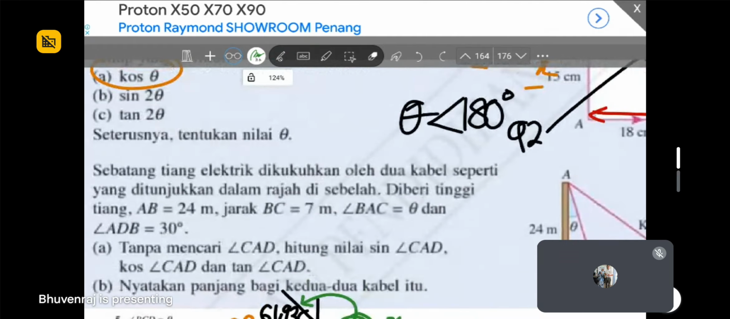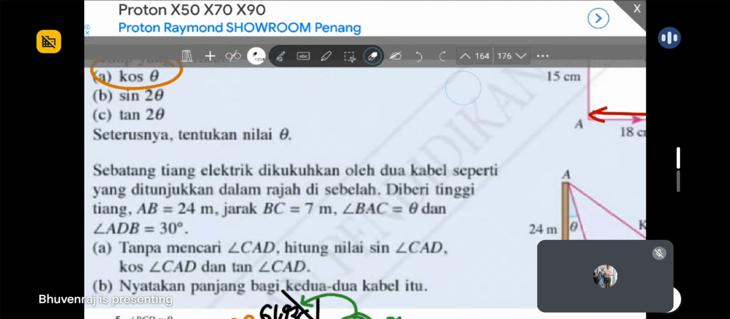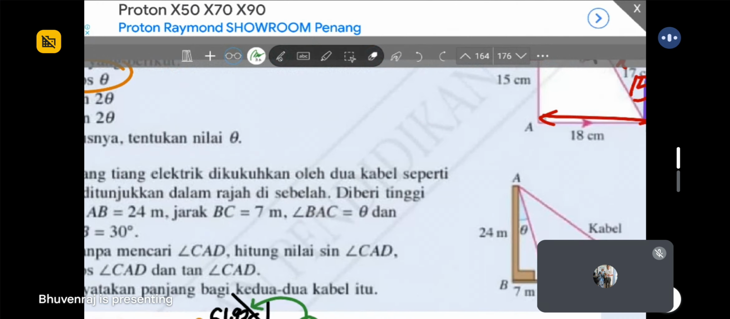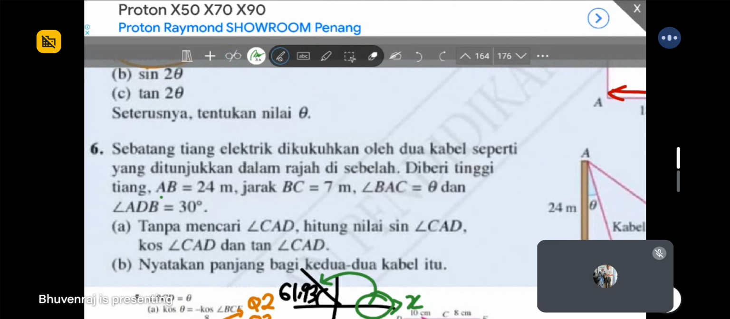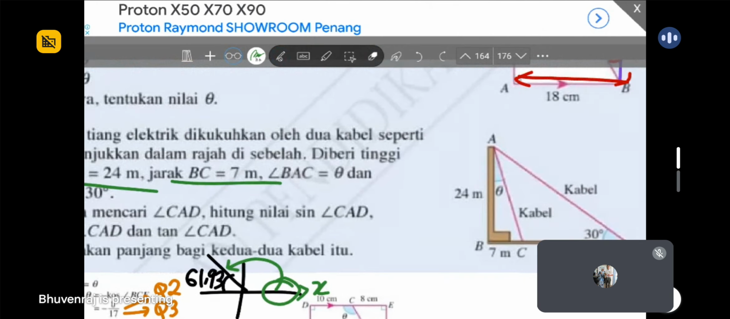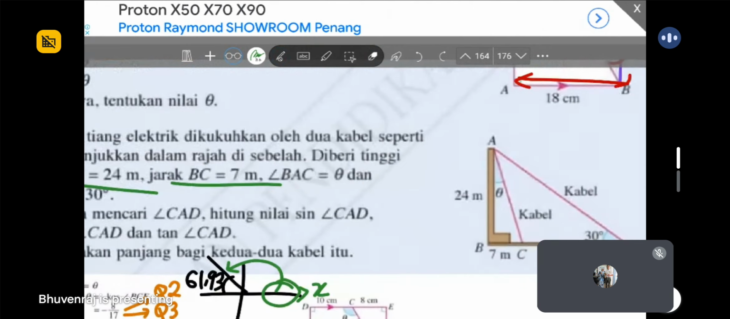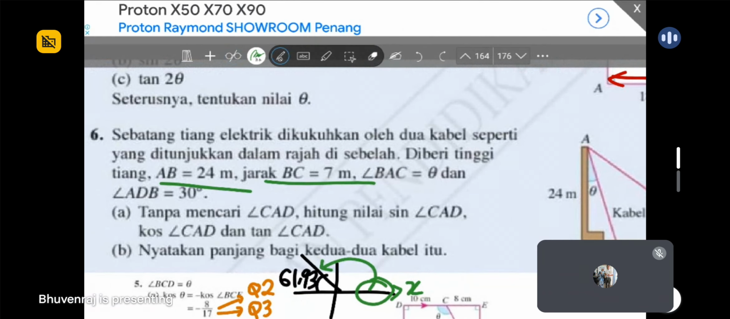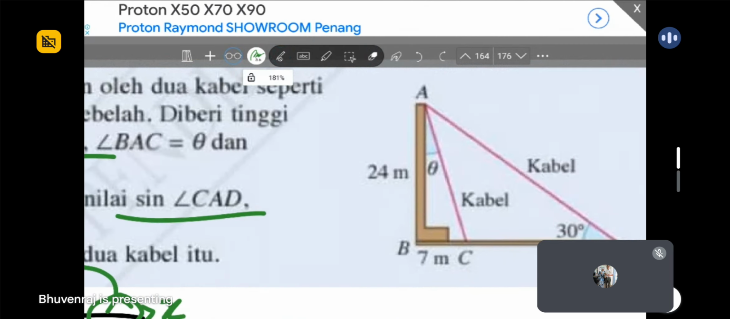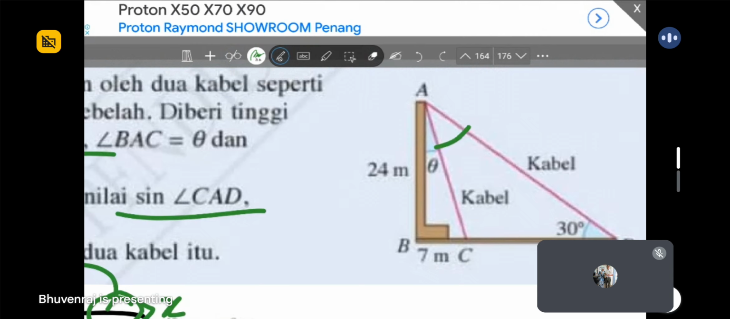Next one. Question 6. Soalan ke-6. So for question 6, they are talking about this one. Another daily life. Soalan aplikasi harian. So they tell you AB equal to 24, BC equal to 7, ADB equal to 30. Mereka dah label semua. So now they ask you to find sine CAD, cos CAD, and tangent CAD. Alright, so means that this angle lah. Kamu kena cari yang ni. So guys, it's time for you to think and see. Kamu kena fikir. So what is CAD?